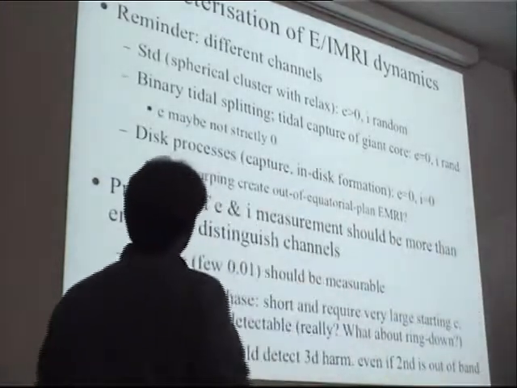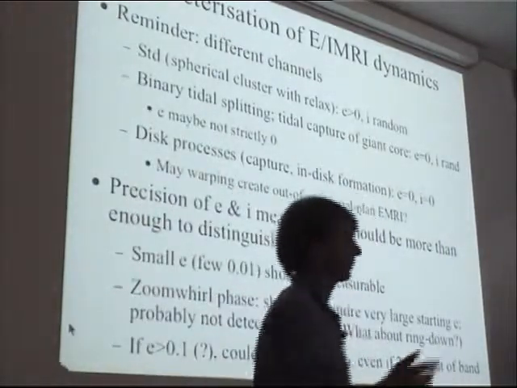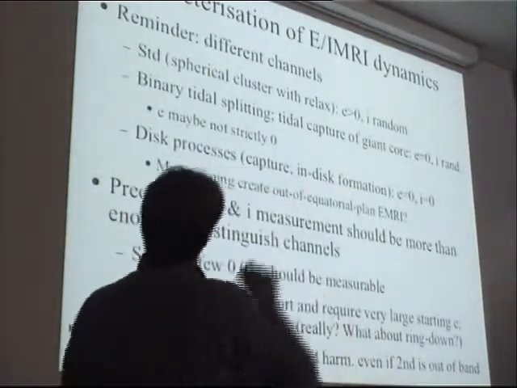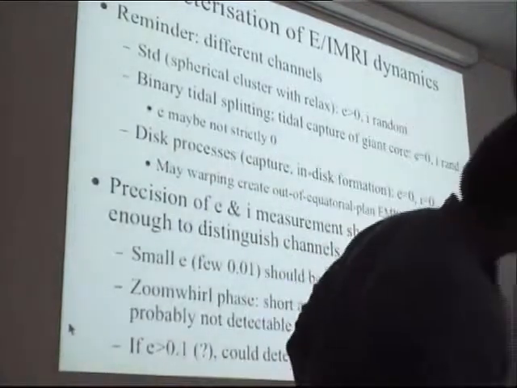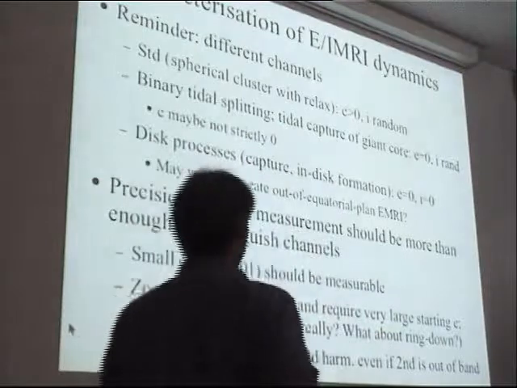So again, we have these different channels. So far people have basically three channels, which will yield very different kinds of orbits when the object is in the LISA band.